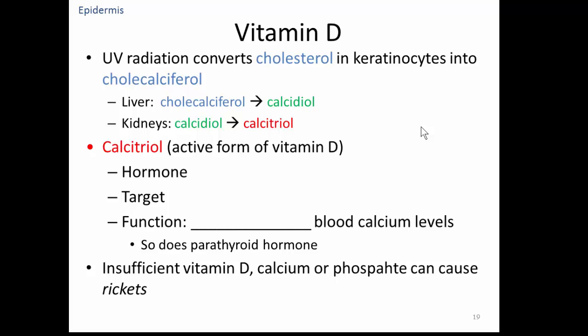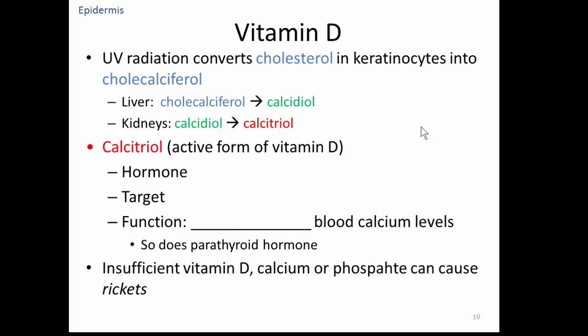Vitamin D is produced in the epidermis, and it's made when UV radiation converts cholesterol in keratinocytes into something called cholecalciferol. So basically, sunlight comes into the keratinocytes. It hits cholesterol in the cell membranes of the keratinocytes, and the cholesterol changes into cholecalciferol. The cholecalciferol is released into the bloodstream, where it travels to the liver. The liver takes in the cholecalciferol and converts it into something else called calcidiol. Calcidiol is then released into the bloodstream, where it travels to the kidneys, and the kidneys take in the calcidiol and convert it into something known as calcitriol.